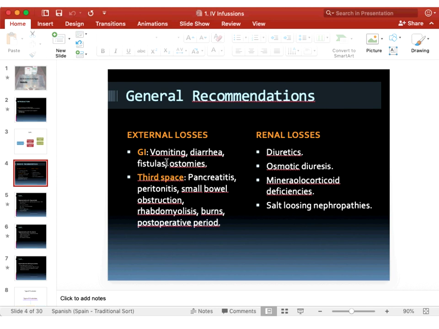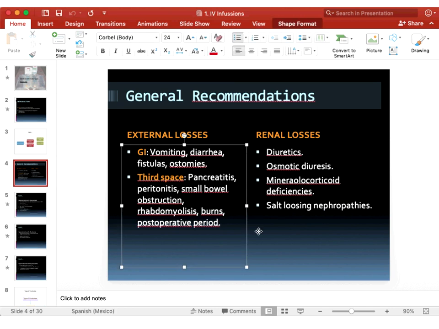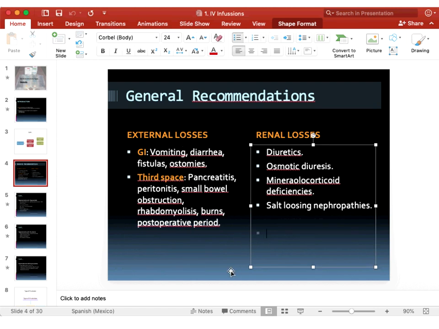Ostomies, do you all know what ostomies is? It is the communication of a hollow viscus organ, such as the intestines or the colon, onto the outside. Now, also as external losses, we have those conditions or pathologies that can cause a leakage from the intravascular space to the interstitial space.